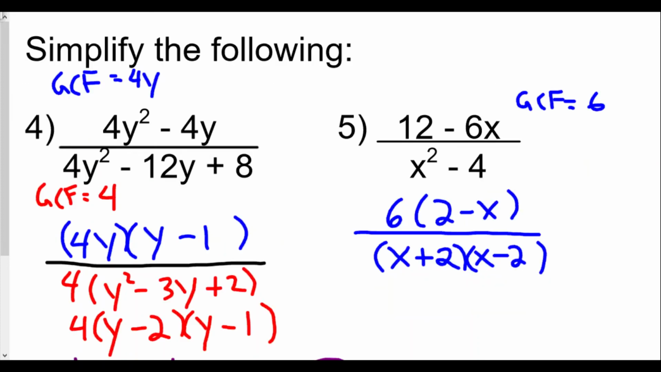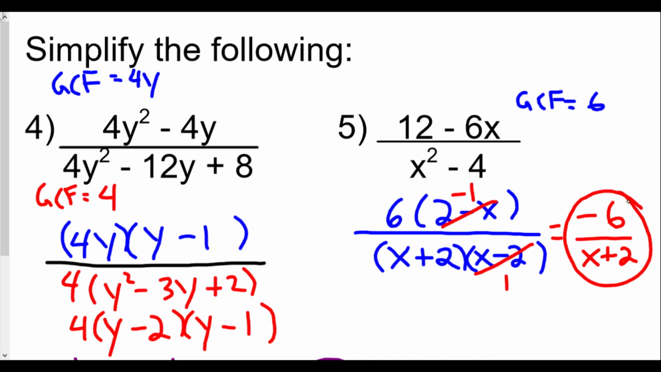And so we see here the 2 minus x and x minus 2, these divide out, and we get 1 and -1. So we finally get an answer of -1 times 6, or -6, over x plus 2. And this is our final answer. Okay?